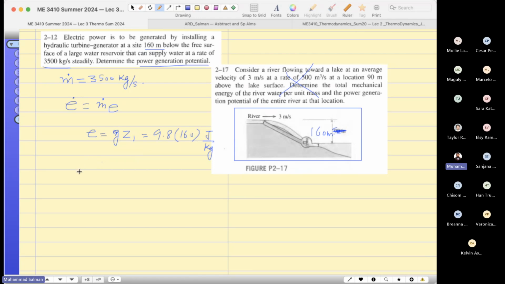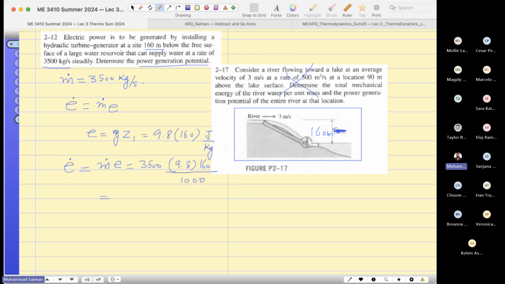So I'm going to write down the mass flow rate is given, and the formula for power. In our book, the power is written by E dot. E dot is the power, not like P, but E dot. So m dot times e. So can I write down 3500 times 9.8 times 160 divided by 1000.